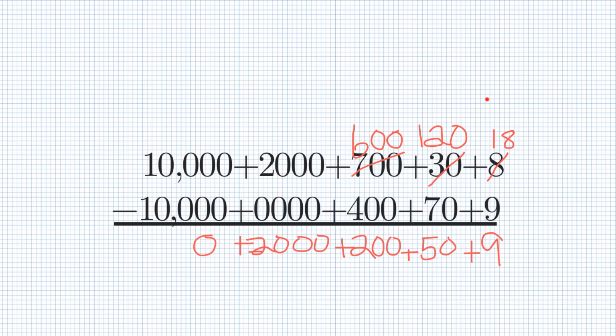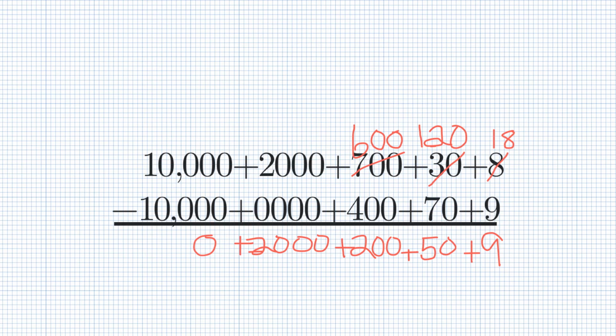So in all of the cases where we borrowed, we still end up having the same number that we started with in the very beginning. 10,000 plus 200 makes 12,000. 600 plus 120 makes 720. Plus 18 more makes 738. So now we have 12,738. Same as we started with.